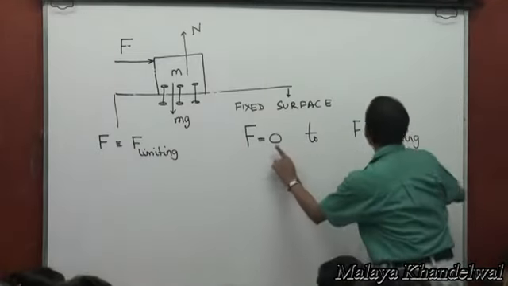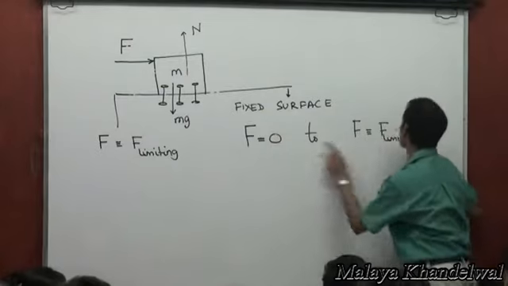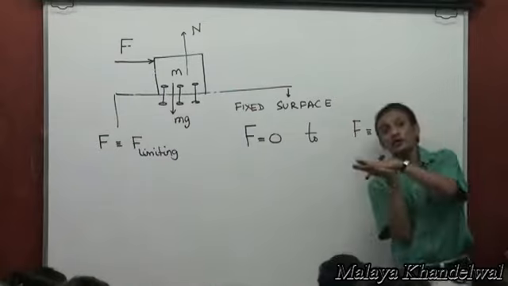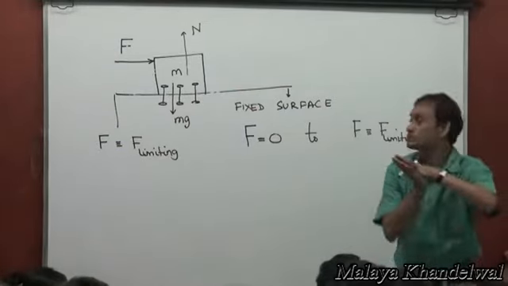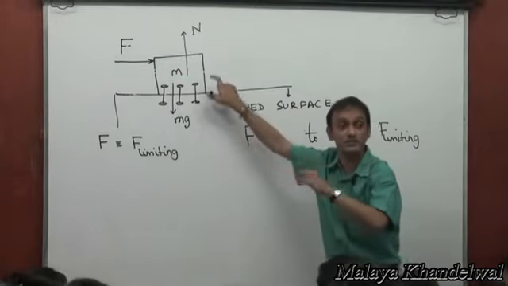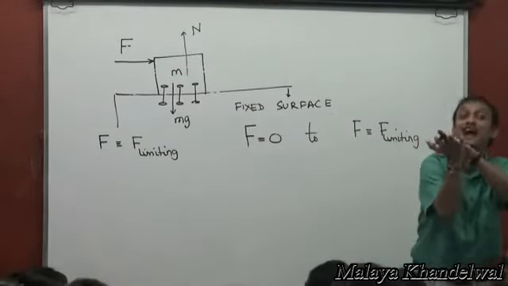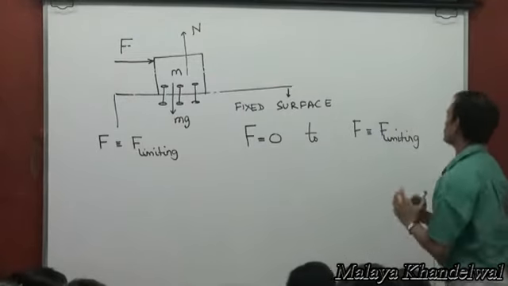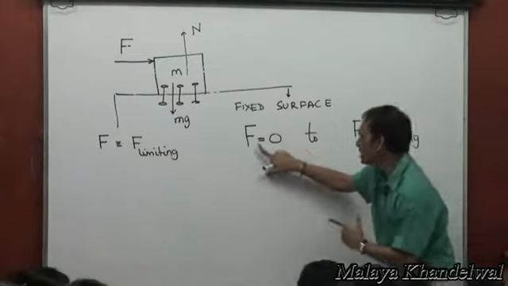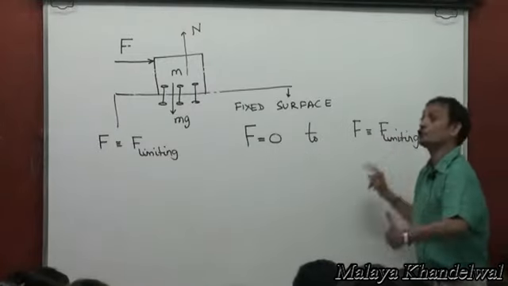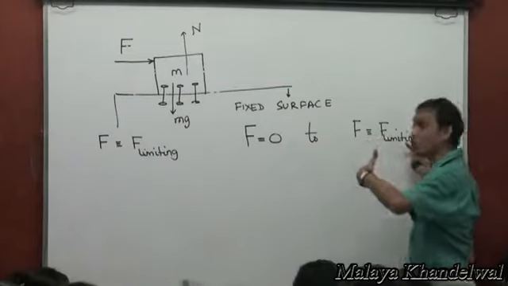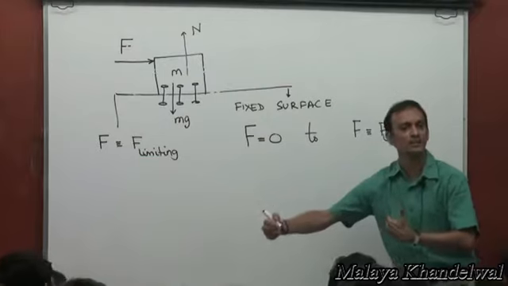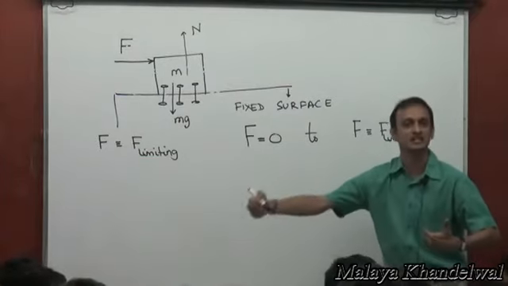But in this regime, F equal to 0 to F equal to F limiting, of the externally applied force, there are static conditions prevalent between small m and the fixed surface. Static conditions means no relative motion. While the externally applied force varies from 0 to F limiting, the frictional force also varies from 0 to F limiting, from instant to instant, countering the externally applied force, maintaining static conditions, right?